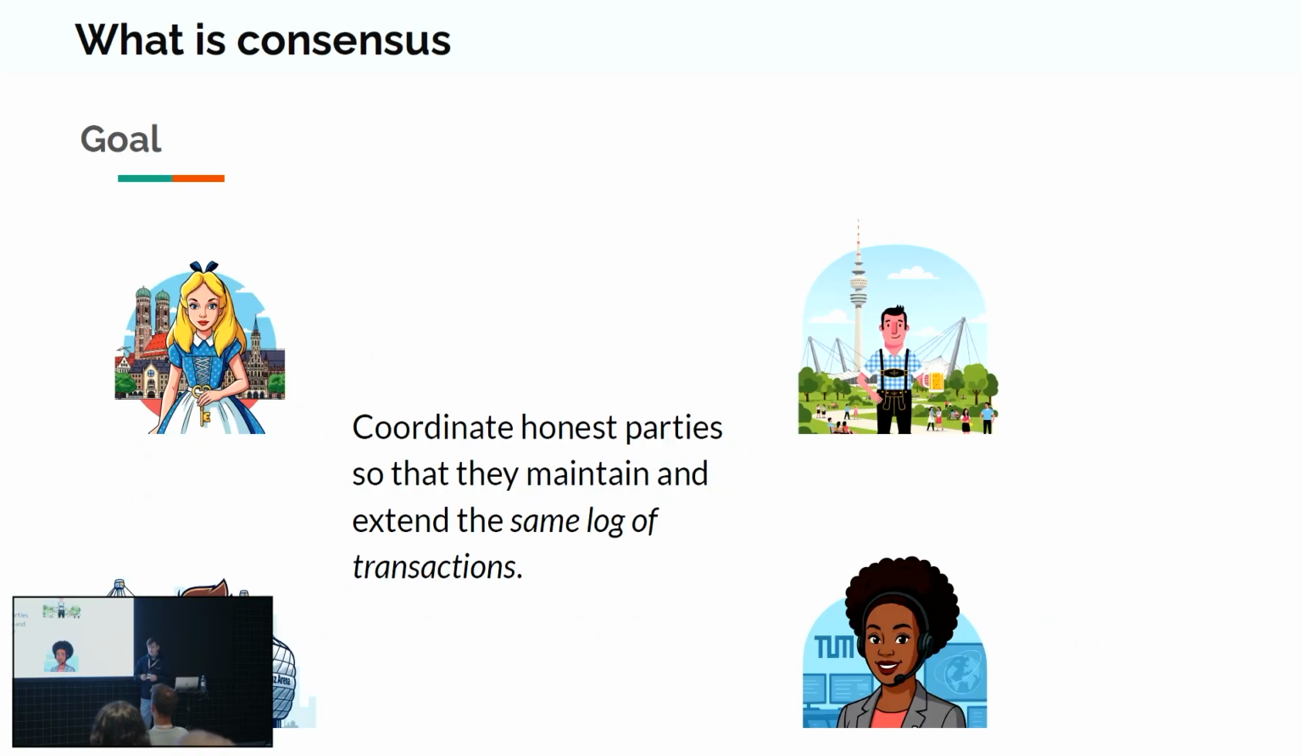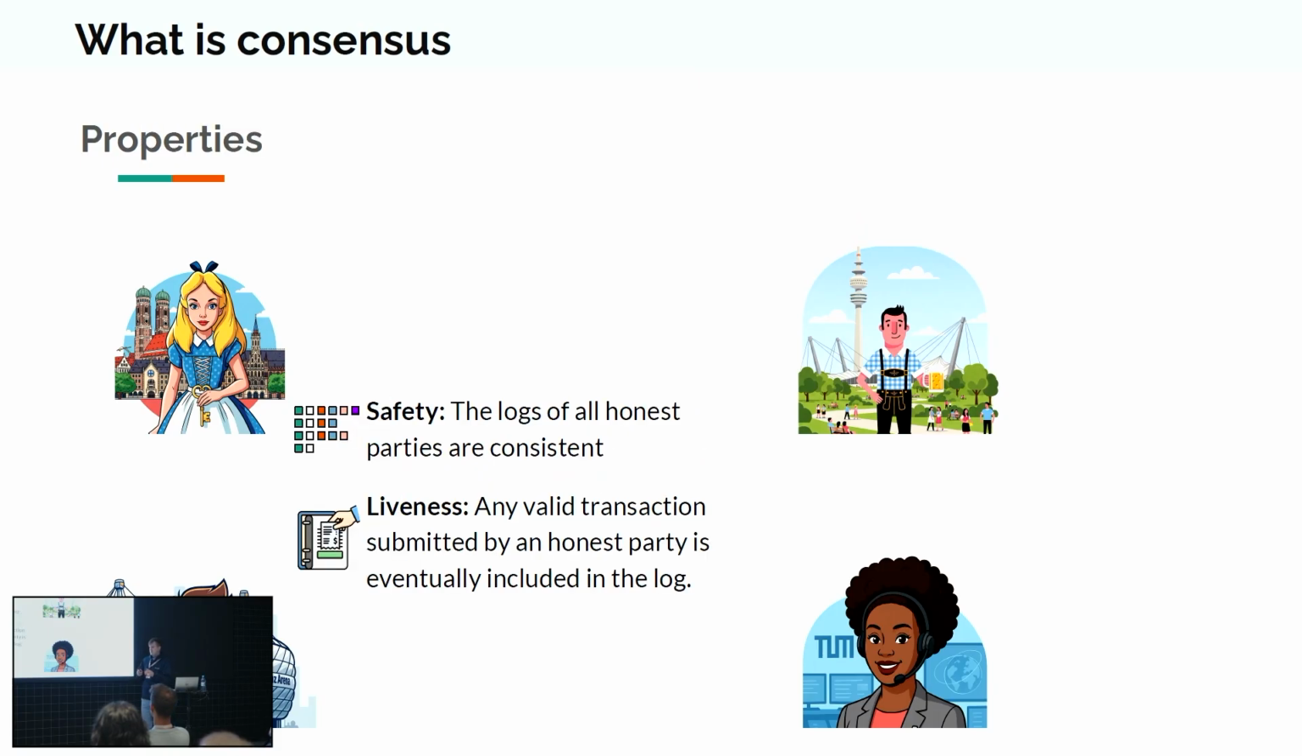When we're talking about consensus, we basically want to coordinate different participants such that they can maintain and extend the log of transactions. What does it mean? It means that we want this protocol to support two kinds of properties.